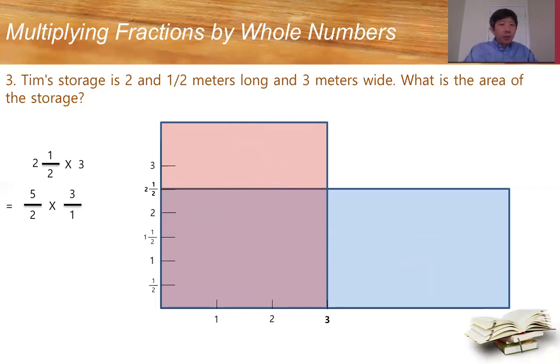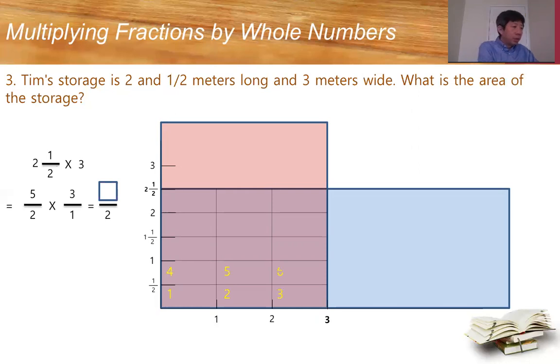So 5/2 times 3/1, which is how many? Which is 15 out of 2, right? 15/2. So can you see the 15 out there? That's 1, 2, 3, 4, 5, 6, 7, 8, 9, 10, 11, 12, 13, 14, and 15, right? So 15, and this shows you the 15. The 15 is the overlap, okay? Now what about 2?